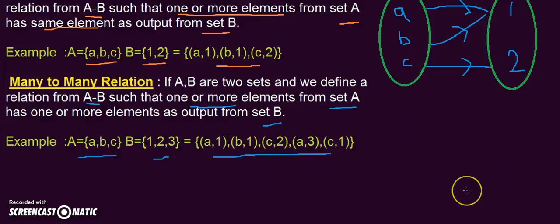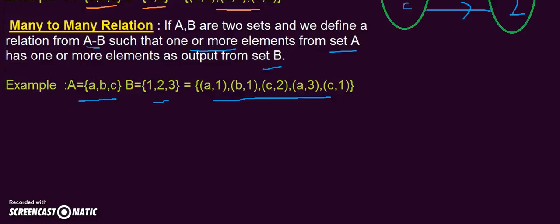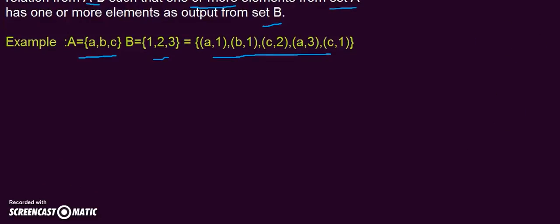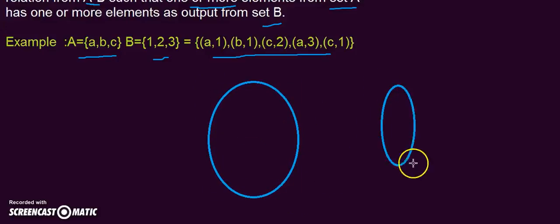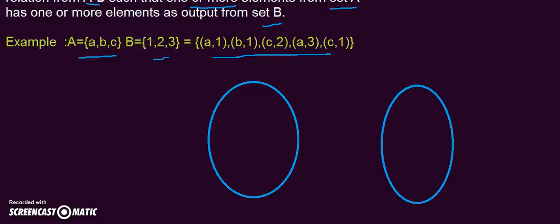Now let us see this with the help of the Venn diagram. So if we draw the Venn diagram for this, this is set A and this is set B. Now set A is associated with the elements A, B and C. And set B has the elements 1, 2 and 3.